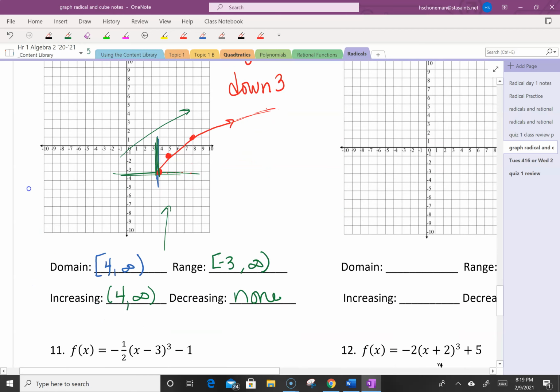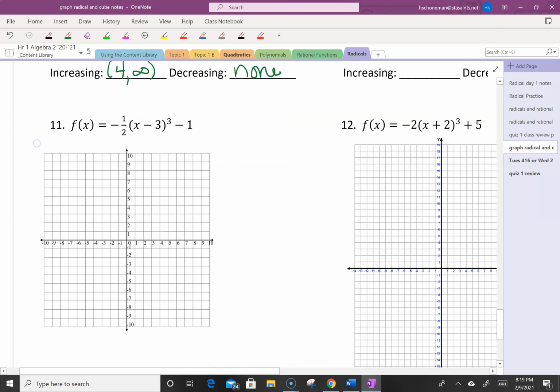Okay, let's skip down and do number 11. But on number 11, I'm going to change this to a positive 1/2. So to get my starting point, I have to go right 3 and down 1. Okay, so right 3 and down 1 is my starting point.